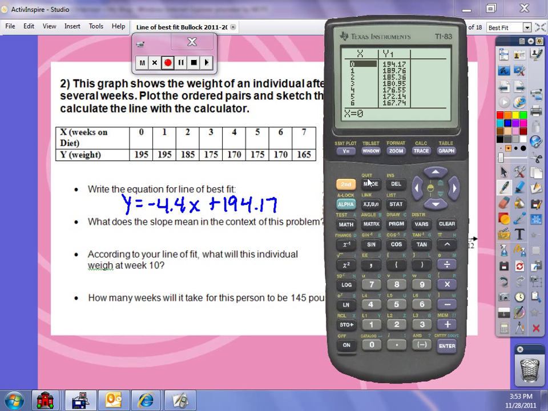But one thing that our calculator does that's pretty cool is if you make sure your plot 1 is on, so you want to make sure that that is highlighted. If you now hit zoom 9, it'll show you the scatter plot and it'll show you the line that goes through it, which is kind of neat.